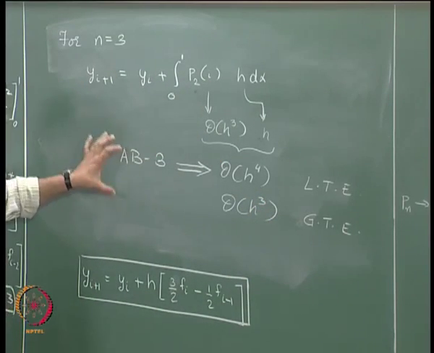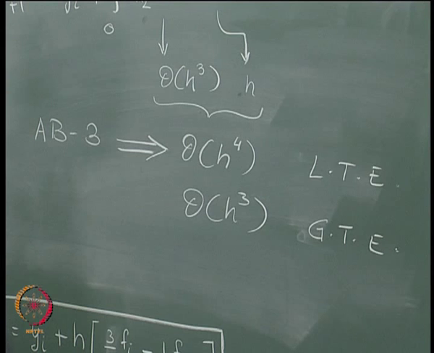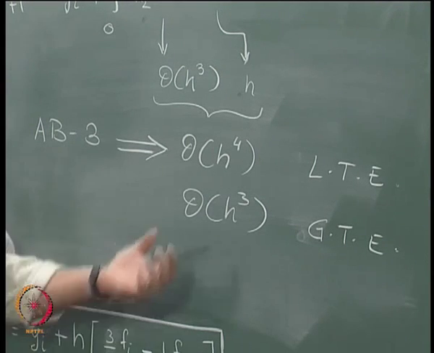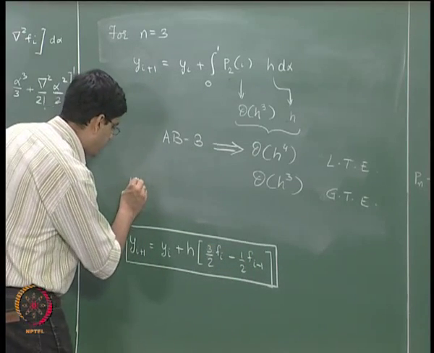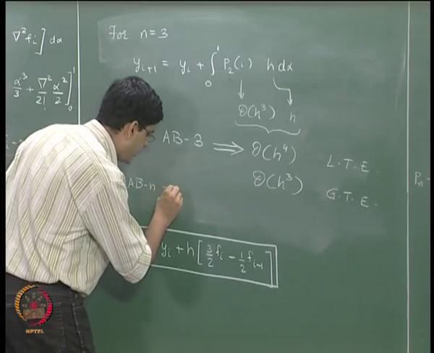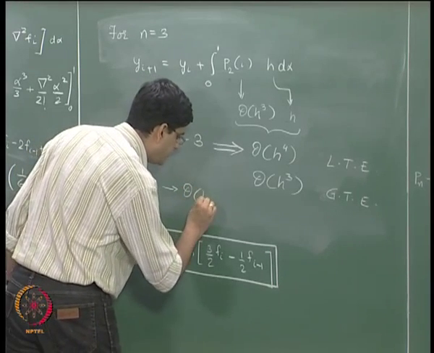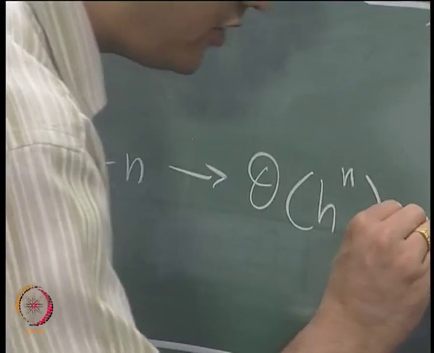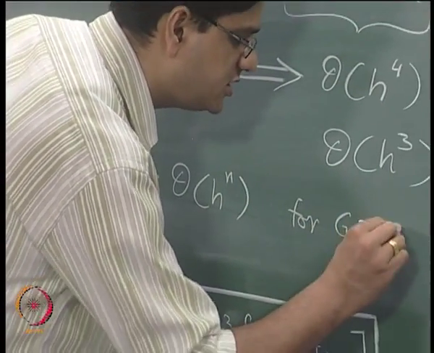Okay. And that will work for any nth order Adam-Bashforth method. As the order of the Adam-Bashforth method increases, the accuracy also tends to increase. Okay. So, ABN accuracy for the global truncation error is going to be of the order h to the power n for global truncation error.